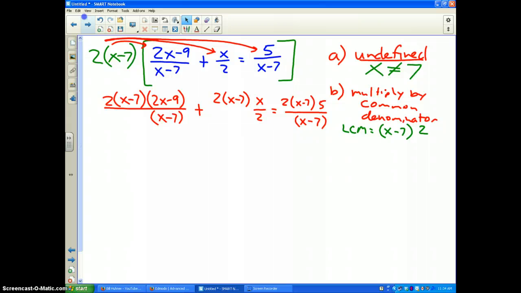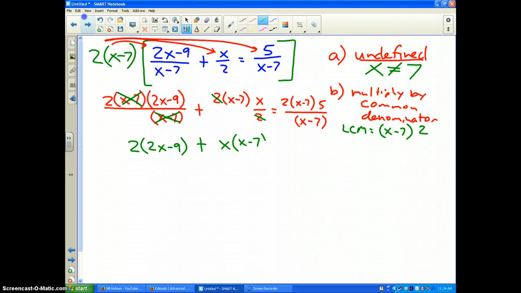Now again, people, I really hope that you understand what I'm doing, because what I'm trying to do is get rid of all the denominators. Well, in the first fraction, the x minus 7s cancel out, and I get 2 times 2x minus 9, plus the second fraction, the 2's cancel out, and I get x times x minus 7 equals, and the third fraction, the x minus 7's cancel out, which leaves me 2 times 5. And I have gotten rid of my fractions and simplified my problem a little bit.